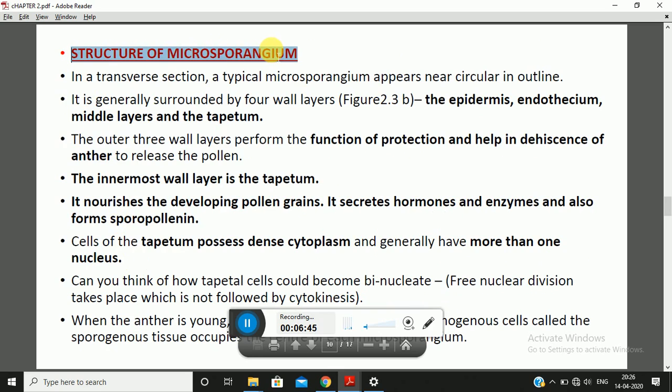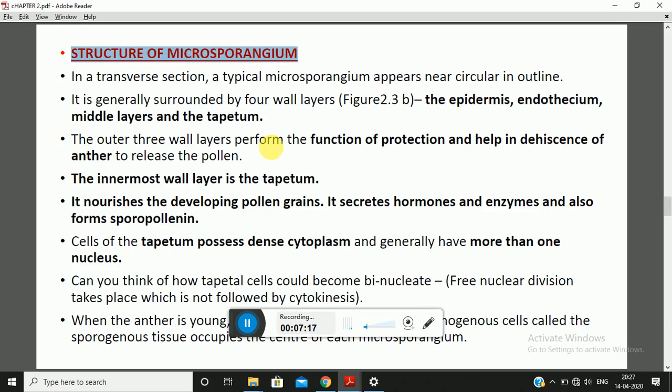Now, starting with the structure of microsporangium. Now friends, as we have gone through earlier, the anther is bilobed. Each lobe has two theca, that is, they are dithecous, and within each lobe of the anther, two microsporangia will be present at the corner. So totally there will be four different microsporangia, and those microsporangia will mature and get converted into pollen sacs, and those pollen sacs will be containing pollen grains.